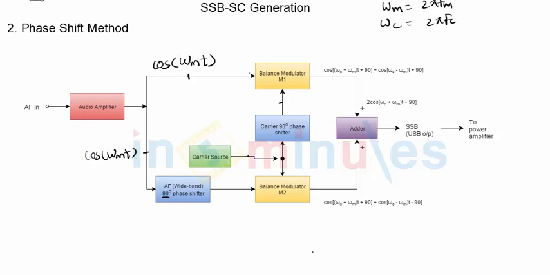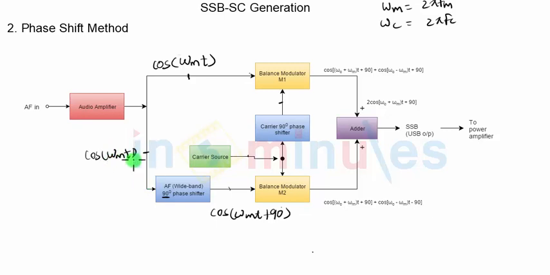This modulating signal passes through the phase shifter block. The output of the 90-degree phase shifter block will be nothing but cos(ωm t + 90). Now please note that right now, to simplify the analysis, we are taking a single modulating frequency.